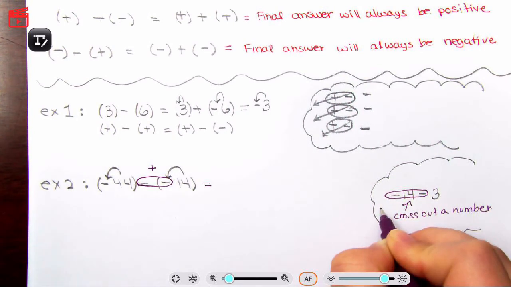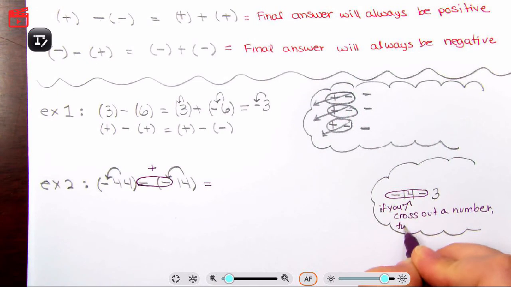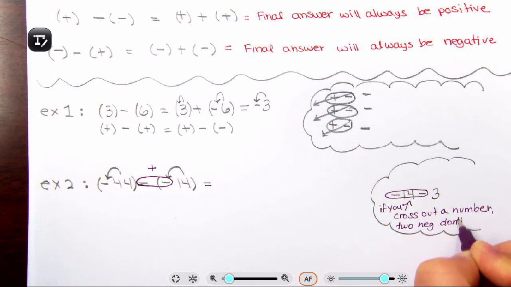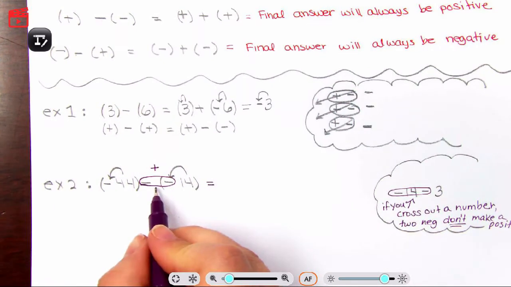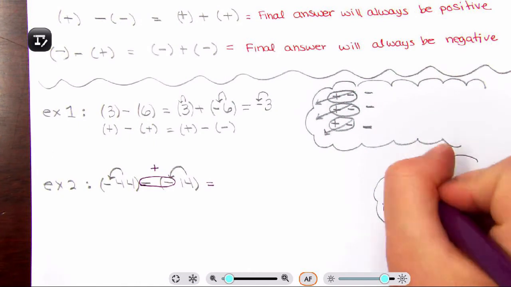If you cross out a number or circle that number, 2 negatives do not make a positive. You have to be able to circle them without crossing out that number. So, like, warning.